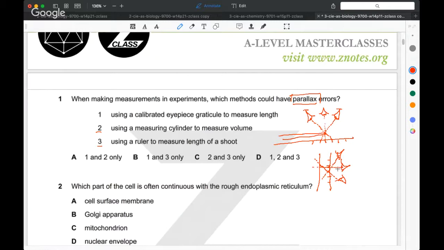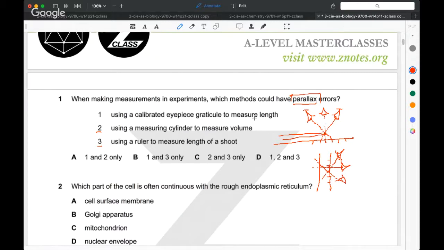That's why, when you're taking a volume reading from a measuring cylinder, you've got to make sure your eye is level with the meniscus. Many people do that by crouching next to the laboratory bench to make sure their eye is parallel to the bottom of the meniscus. Again, this parallax error is caused by possible movement in the position of the observer, the eye. So parallax errors are possible for 2, using the measuring cylinder, and 3, measuring the length of the shoot.